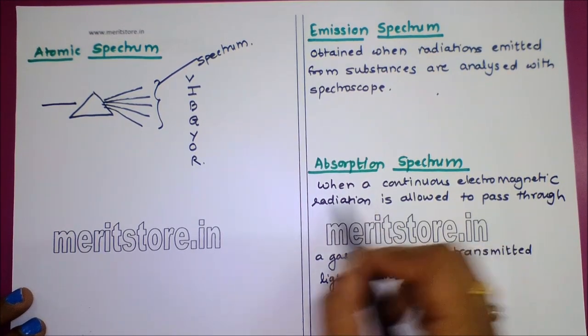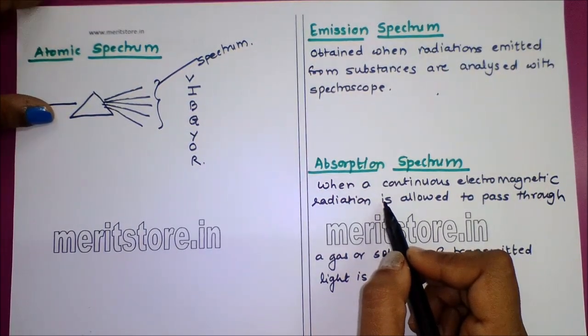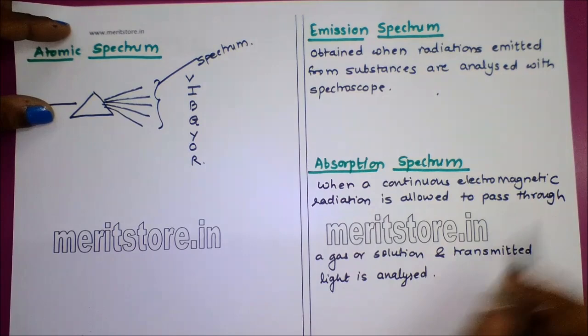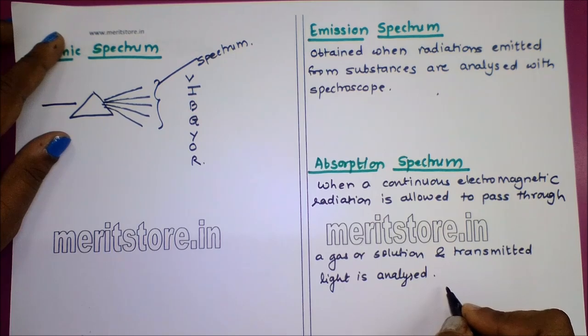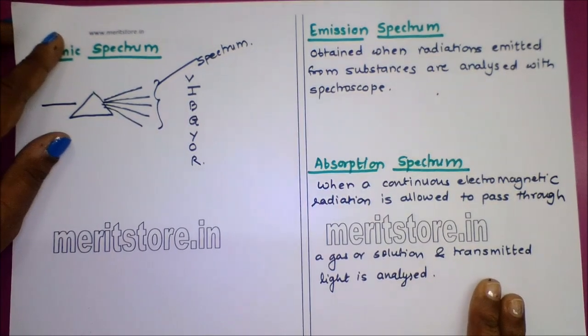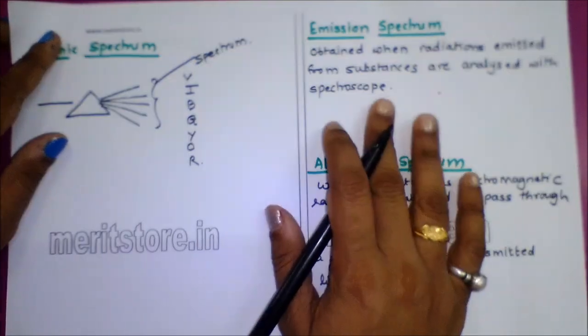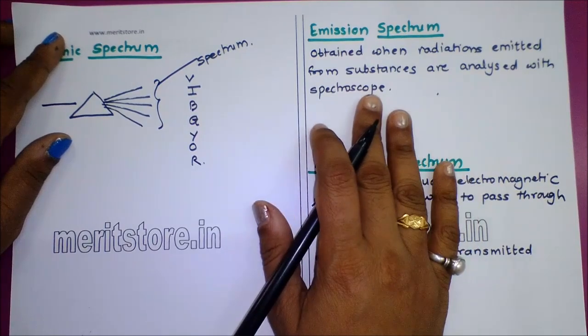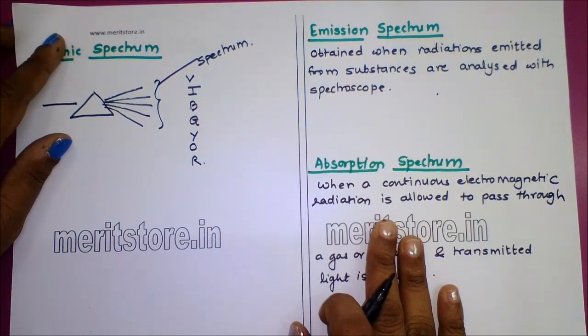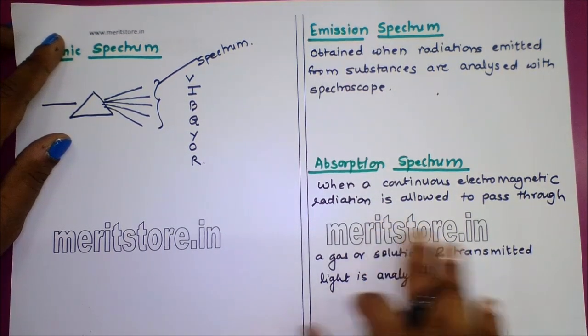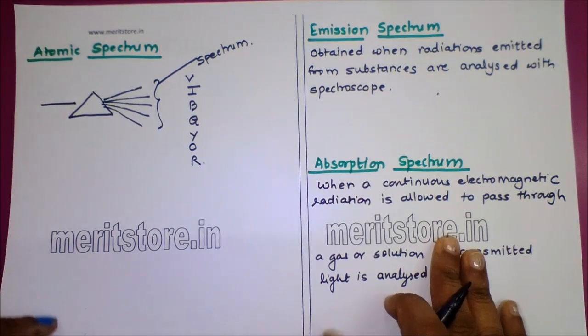Now for absorption, when continuous electromagnetic radiation is allowed to pass through a gas or a solution, the transmitted light is analyzed. We obtain a spectrum in which dark lines are observed, and these dark lines indicate that radiations of corresponding wavelengths have been absorbed. So we call this the absorption spectrum. As we discussed, the emission spectrum consists of light color bands, and to observe them we need a dark background, while the absorption spectrum consists of dark lines, and to observe them we need a light background.